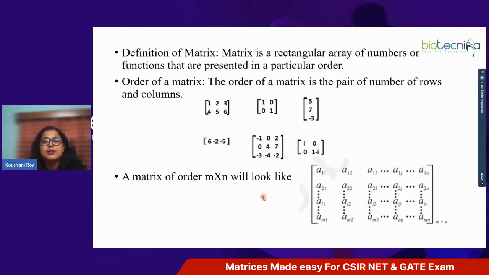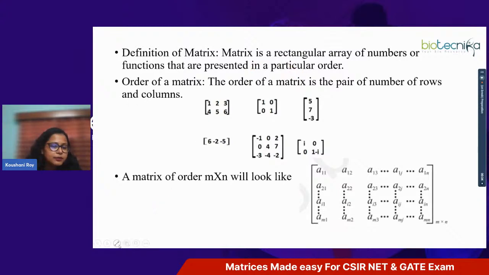A matrix is basically a rectangular array of numbers or functions presented in a particular order. So a matrix will always have a particular order. What is the order of a matrix? The order of a matrix means the number of rows and the number of columns a matrix has. We can write the rows and then the columns to represent the order of the matrix.